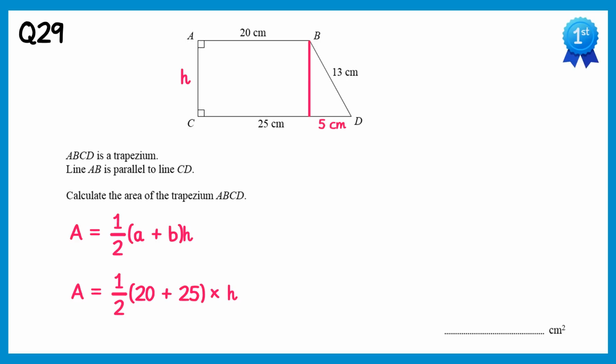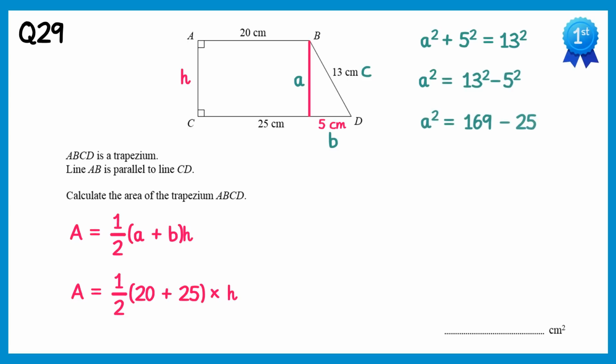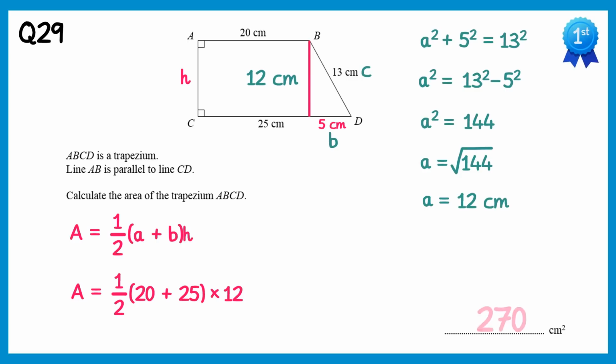We now have a right-angled triangle where we know 2 of the sides. We can find the missing side using Pythagoras. So if we label the triangle like this, a, b, and the hypotenuse c, we can then do a squared plus 5 squared is 13 squared, which gives a squared is 13 squared minus 5 squared, which gives a squared is equal to 169 minus 25. So a squared equals 144, and then a is the square root of 144, which gives you 12. So the height of this trapezium is 12. We can now substitute this into our formula, and if you type all of this into your calculator, you'll get 270 centimeters squared.